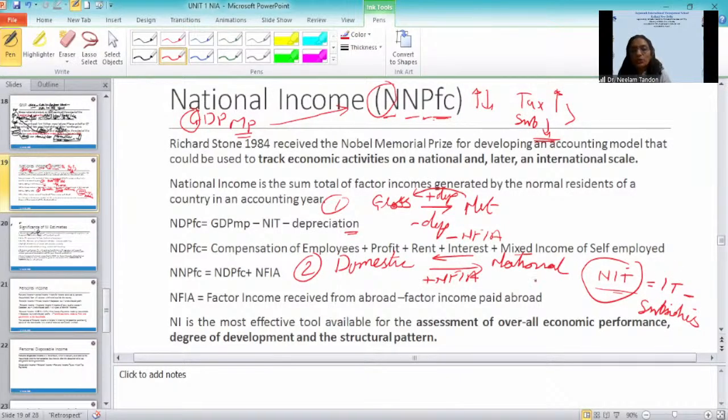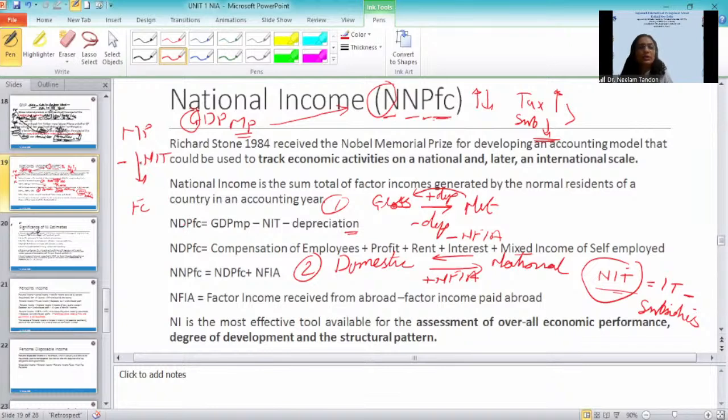Why do we take this? If you have to go from market price to factor cost, what will you do? You will go for minus net indirect taxes. What is net indirect taxes? Indirect taxes minus subsidy. Why do we do this?